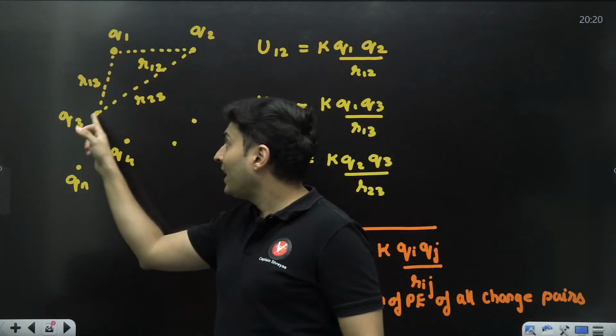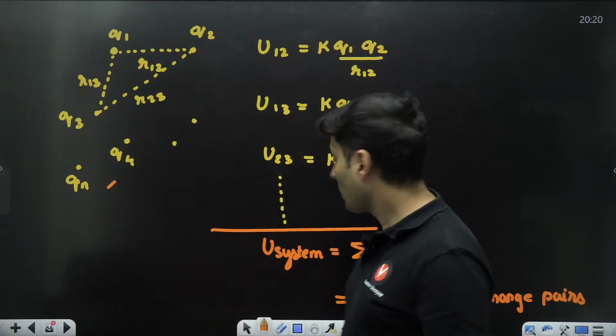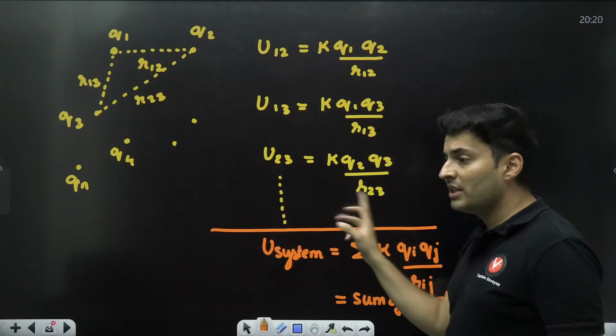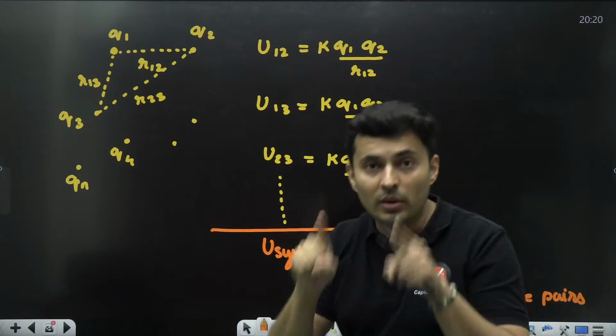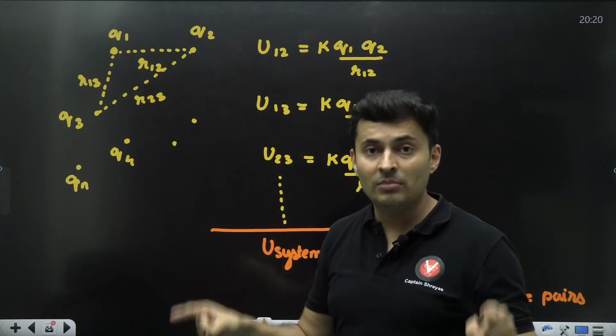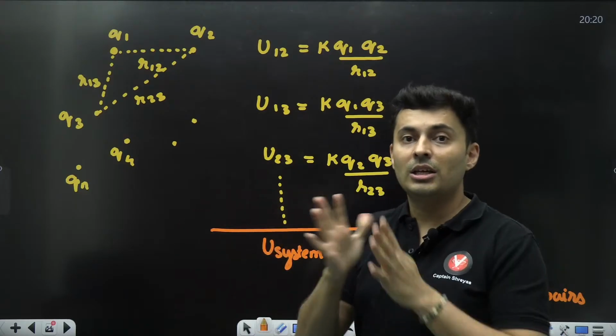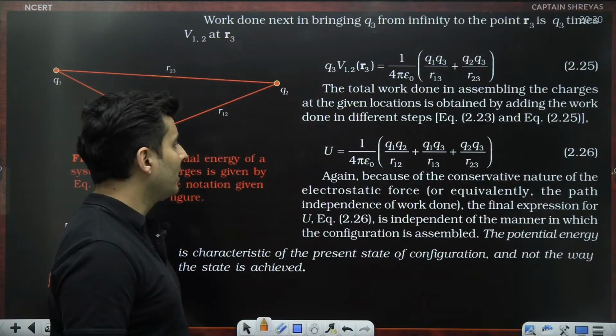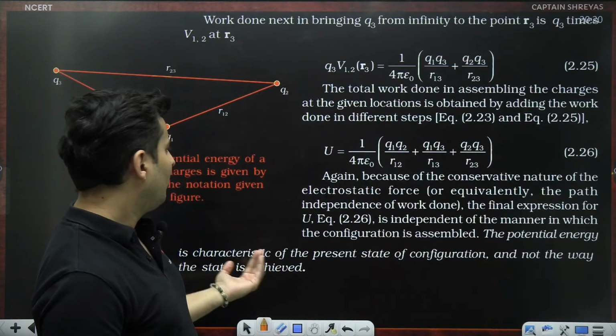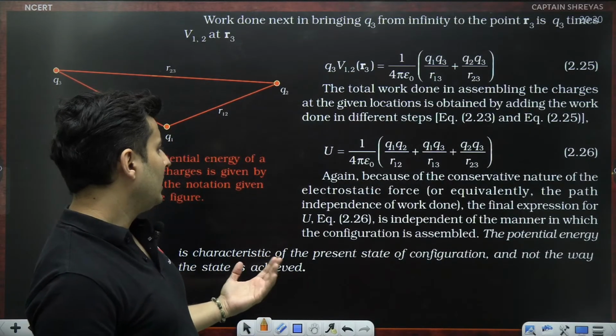If you disturb any one of these charges, what will happen? One of these terms will change, and the potential energy will change. So disturbing the configuration disturbs the system and changes the energy. So there will be a difference in the potential energy. That is what they have mentioned over here. The final expression is path independent, independent of the manner.